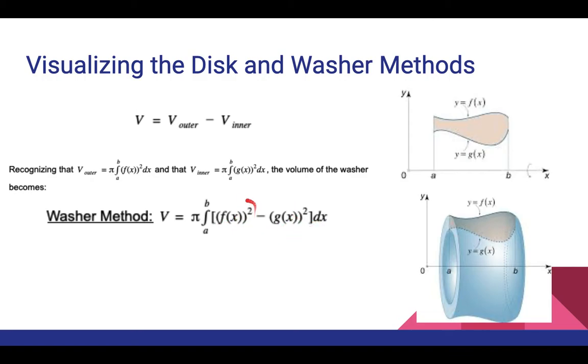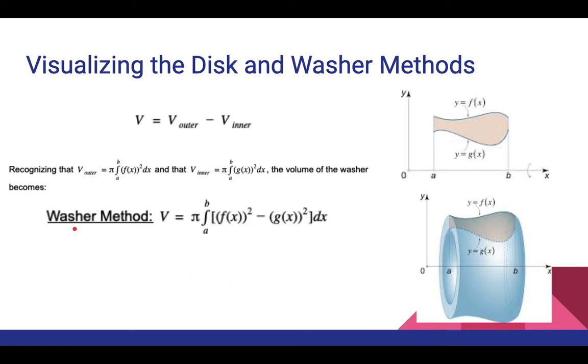Please note that the square is on both f of x and g of x. It's not f of x minus g of x squared, it's f of x squared minus g of x squared. So the square is on each individual function. It's not f of x minus g of x and then squared. Okay? So this is the washer method.